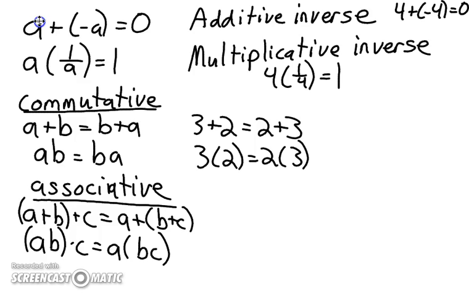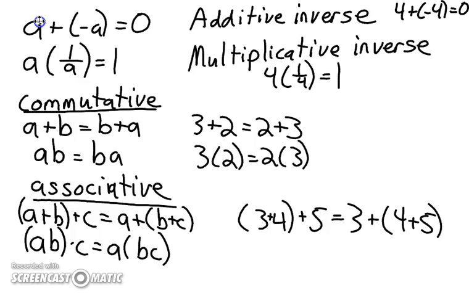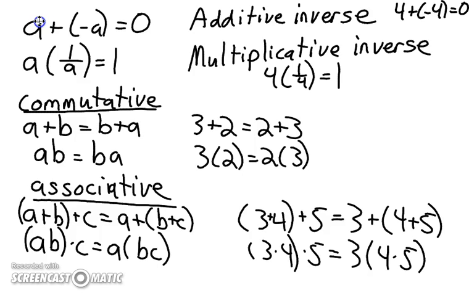Okay. So again, for example, you can say that the quantity 3 plus 4, plus 5 is equal to 3 plus the quantity of 4 plus 5. Same thing with multiplication. You can say that 3 times 4, that quantity, times 5 is equal to 3 times the quantity of 4 times 5. Okay, feel free to pause and take some of those down. I'm going to go to the next screen and give you more.